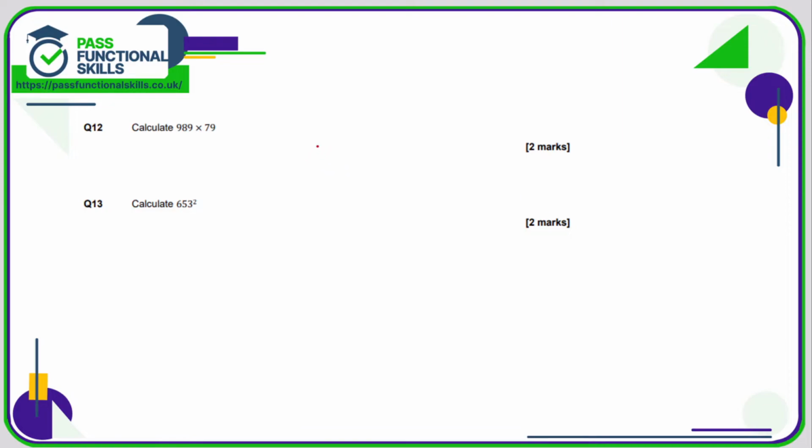Question number 12, 989 multiplied by 79. So this is pretty nasty because we've got the times tables that we really don't like. So 3 digits on top, 2 digits underneath. 9 9s are 81, 1 carry 8. 9 times 8 is 72, plus 8 is 80, 0 carry 8. 9 9s are 81, 81 plus 8 is 89.